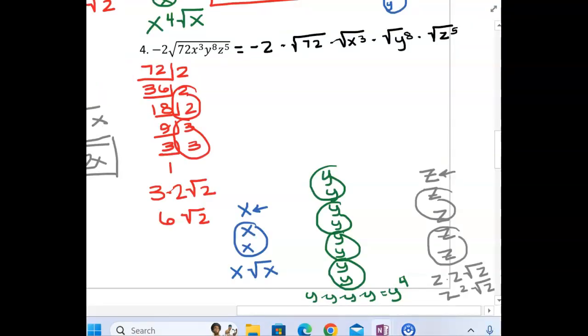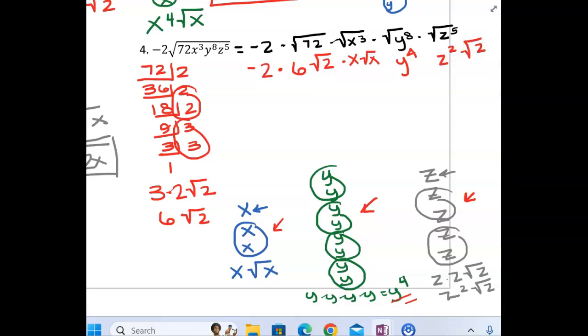All right, so hopefully you at least attempted to work this out on your own. I broke it out already. I did some of this already. So I broke it out into individual parts. When I rewrite this, I still have -2 times. We broke square root of 72 down and we get 6 square root of 2. We broke x to the third down here and we get x square root of x. We broke y to the 8th down here and we ended up with y to the 4th because there were no leftovers, so we didn't have anything on the inside. And then z to the 5th is right here, and notice I get z squared, square root of z.